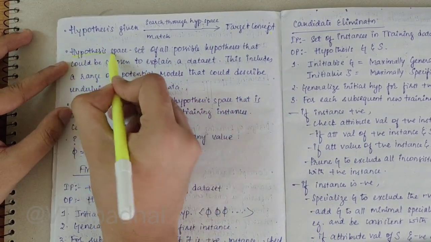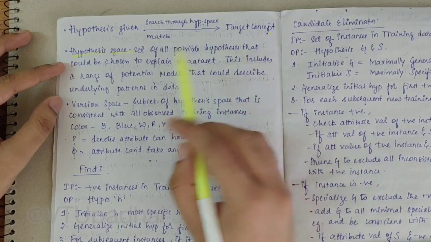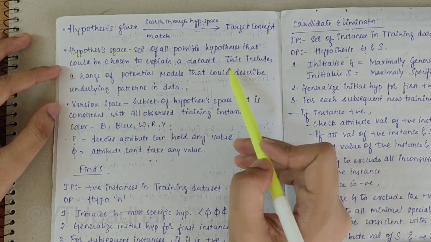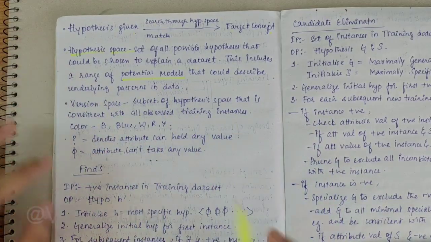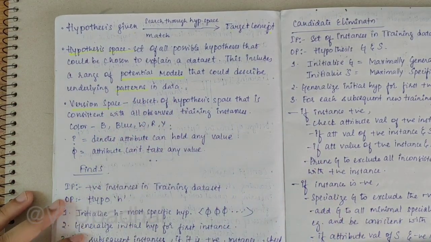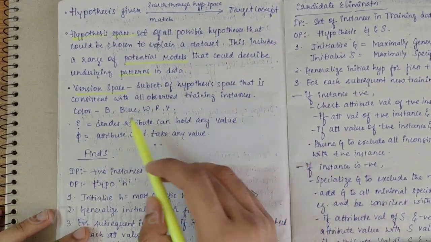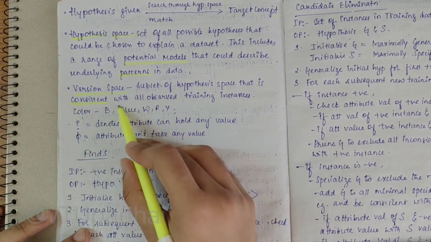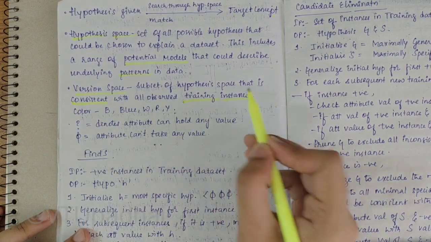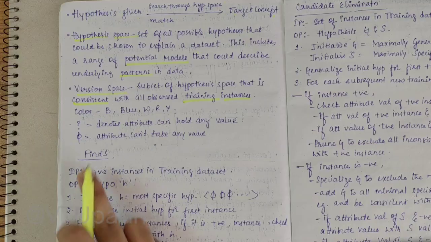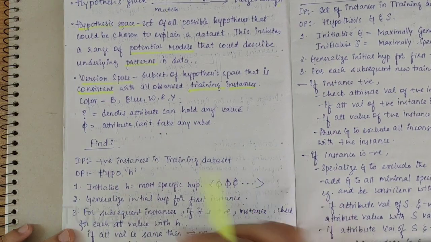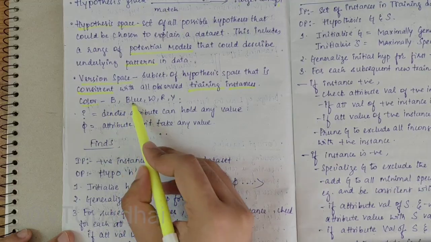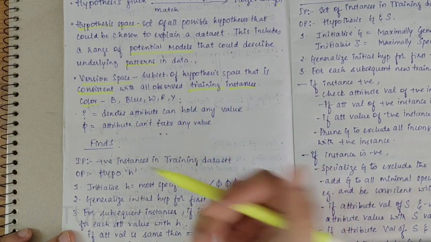Then we have the hypothesis space: the set of all possible hypotheses that could be chosen to explain the data set. This includes a range of potential models that could describe underlying patterns in the data. Then we have the version space. Version space is the subset of the hypothesis space that is consistent with all observed training instances. Once you obtain the output, I'll explain in Find-S and candidate elimination, we need to derive the version space. For example, color could have black, blue, white, red, yellow. These are the version spaces of color.